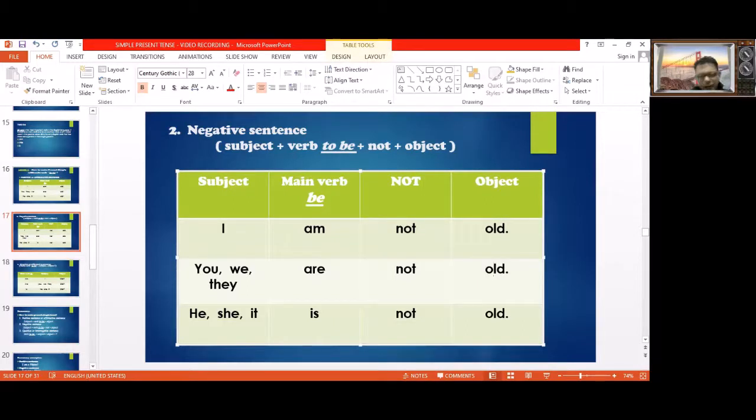So then for the last group, we have he, she, it. So we use the verb be, is. So we have, he is not old. She is not old. It is not old. So please remember the structure for the verb be in a negative sentence. Okay.